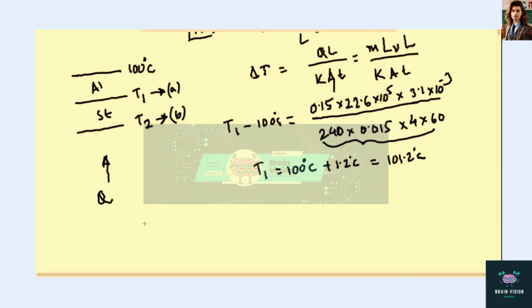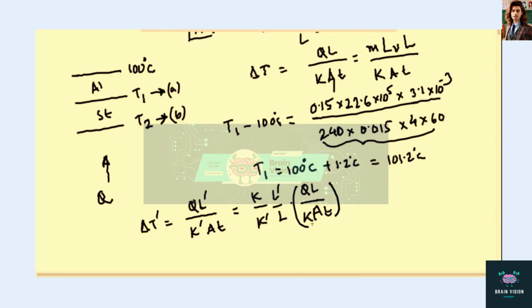Now for the steel block, we can consider that the delta T prime will be Q L prime for the block, K prime, A, and T. So that comes out to be K over K prime, L prime over L times QL over K A T, and this is what we have found before.